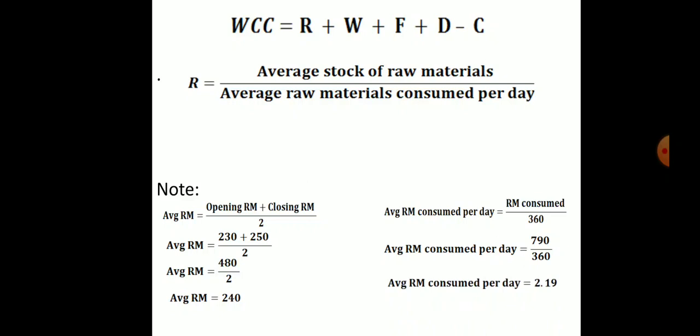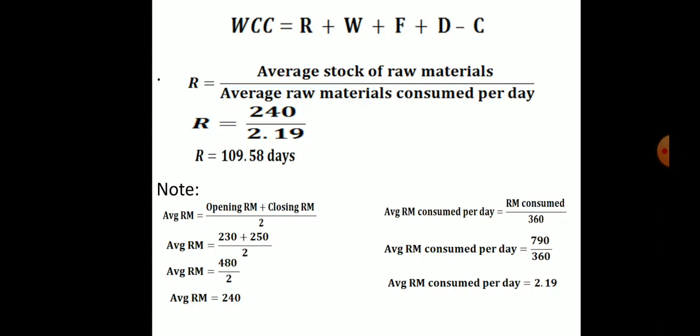So from these values, we have the value of R, raw material, is equal to the average stock of raw material that we have calculated, 240, divided by average raw material consumed per day, 2.19. So if you divide 240 by 2.19, your value of raw material R is 109.58 days. Here don't take the round figure, students, because if one stage is completed, the next stage will continue on the same day or next day. So we should not take a round figure in this.